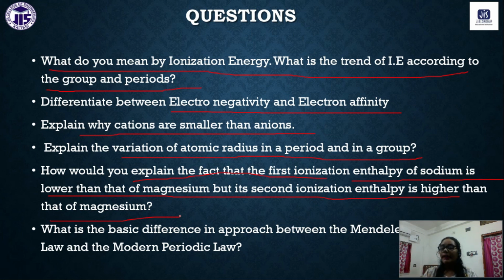Okay, but for magnesium, what will happen? This is already fulfilled. 3s2, 1s2 2s2 2p6 3s2 already fulfilled, right? So we have to destroy that stability, and then we have to remove the electron. So that is why for magnesium the first ionization energy will be higher than sodium.